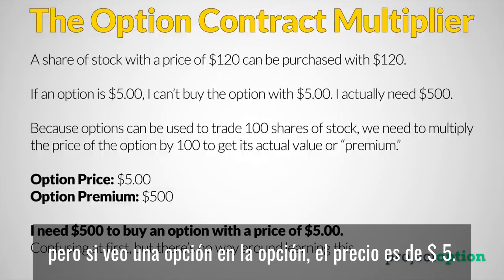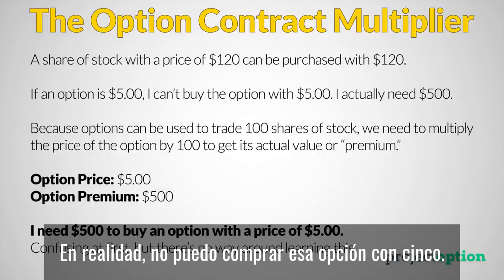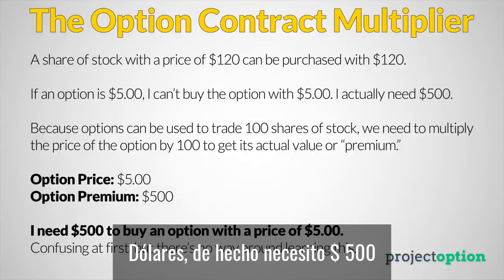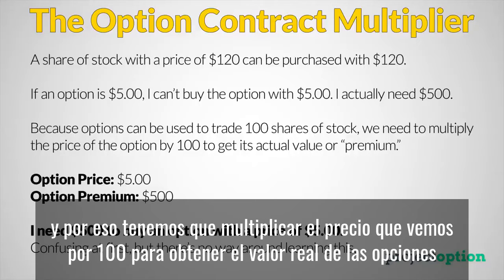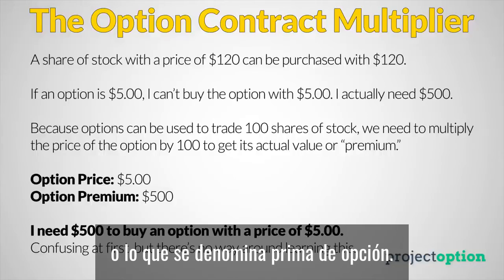But if I see an option and the option price is $5, I cannot actually buy that option with $5 US. I actually need $500, because options on stocks can be converted into 100 shares of stock. Because of that, we have to multiply the price that we see by 100 to get the option's actual value, or what is called the option premium.